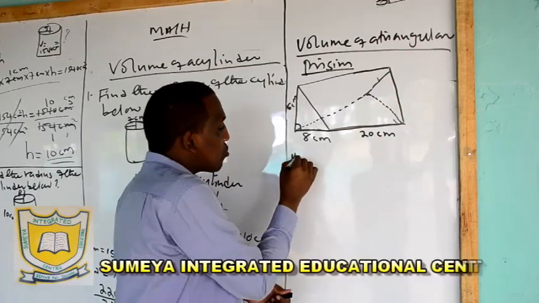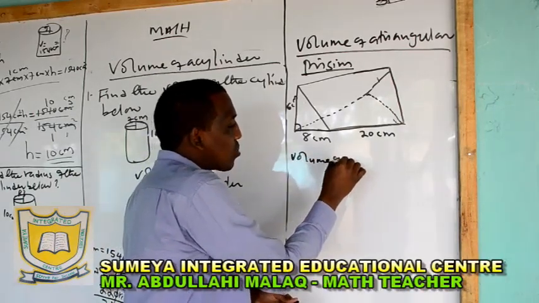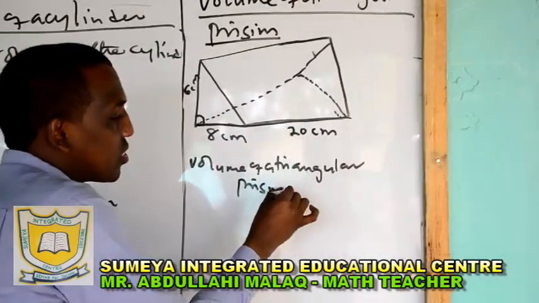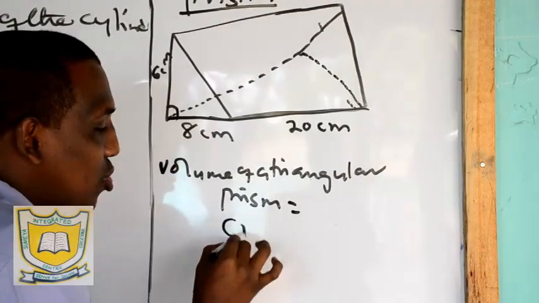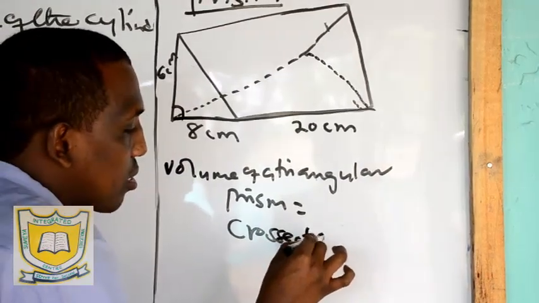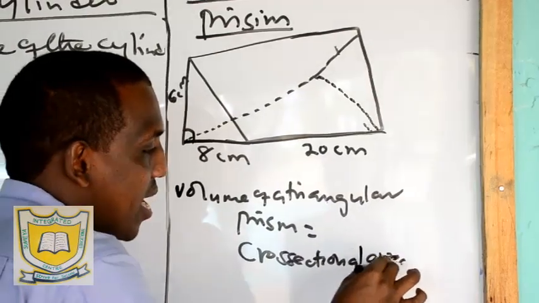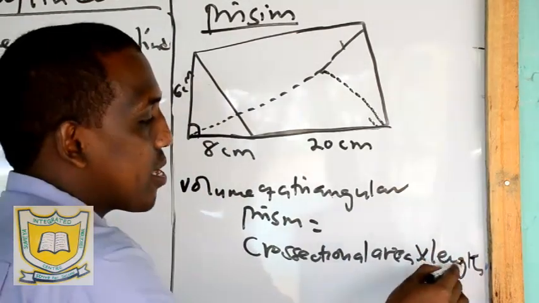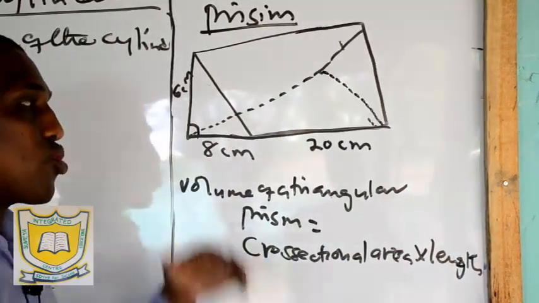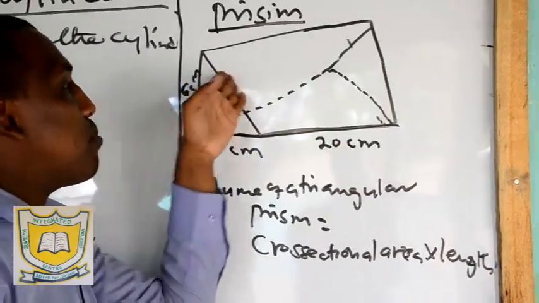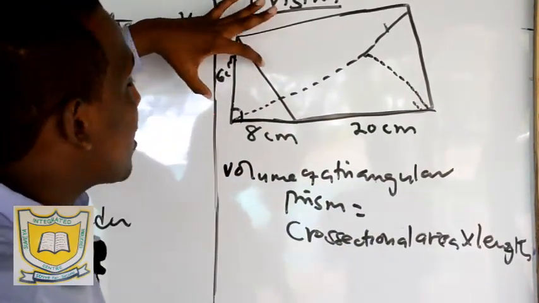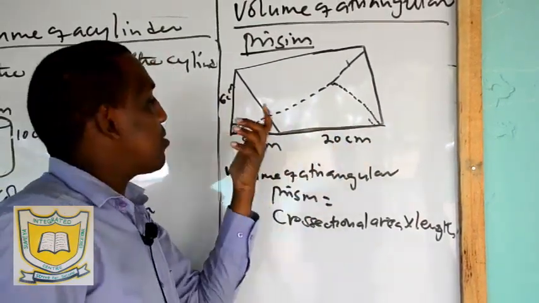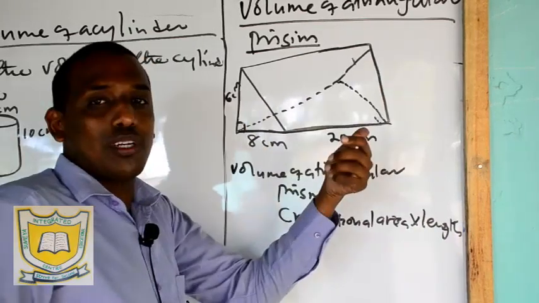So volume of a triangular prism is equal to cross-sectional area times length. Only that. Remember the other one was cross-sectional area times 2 plus the perimeter of this one times length. But this one, you only get the cross-sectional area, then you multiply it by the length. Cross-sectional area, remember we said you get the area of this right angle triangle, then you multiply it by the length.